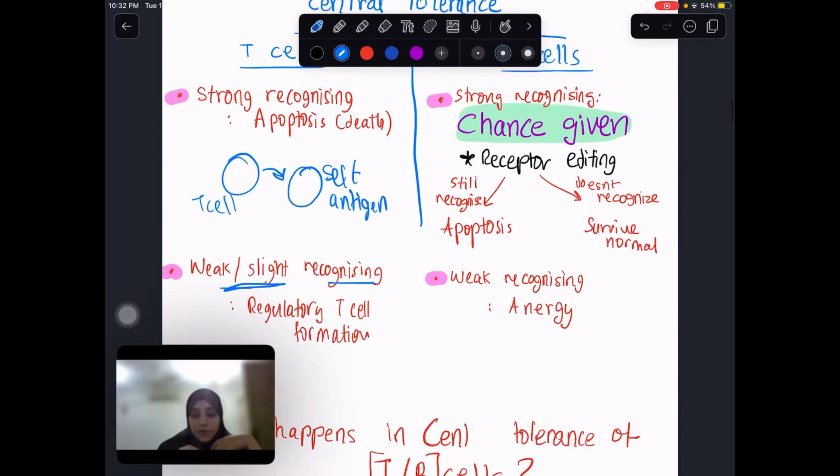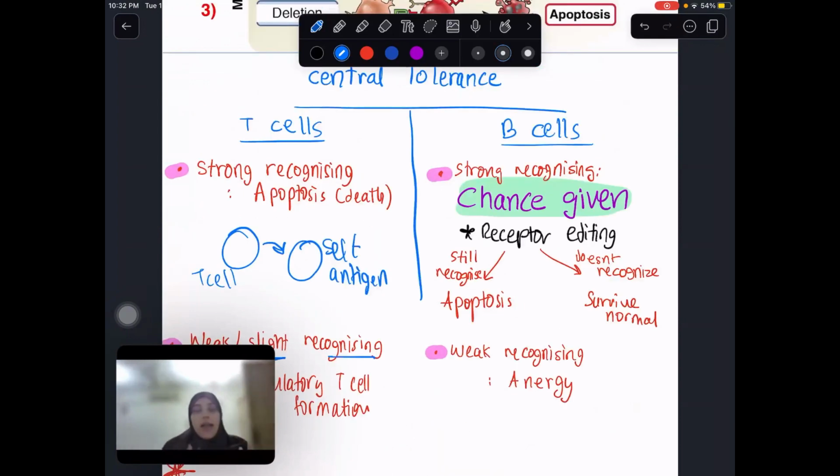In the case of B cells, it's the same thing. It either strongly recognizes the self-antigen or weakly or not at all. If not at all, normal survival, positive selection. So there's only two options: strongly recognizing the self-antigen or weakly. If the B cell is strongly recognizing the self-antigen, you would expect, okay, apoptosis.